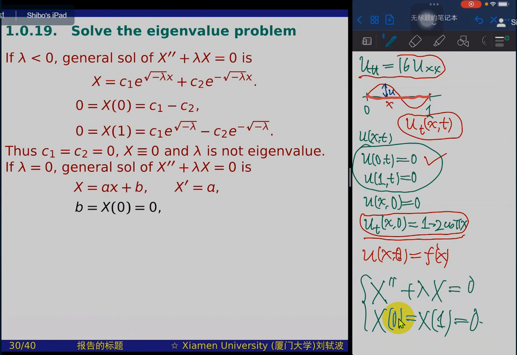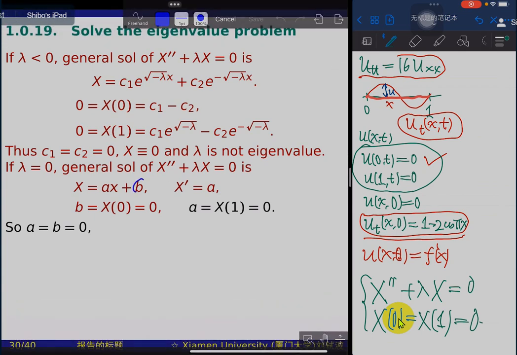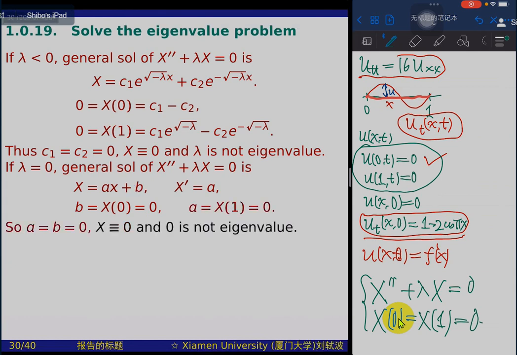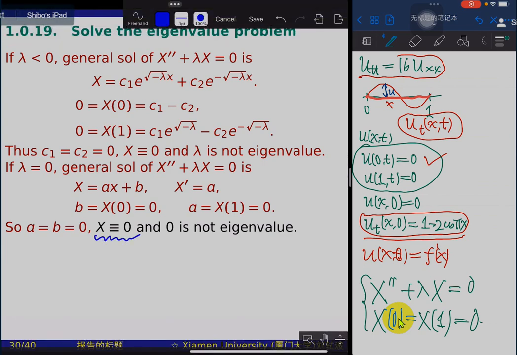So b is x of zero, but x of zero is zero, so b is zero. Then a is the value of capital X at 1, but this is zero, so a is also zero. So again, in this case, both a and b are zero. This means that capital X is zero. So when lambda is zero, the only solution is the zero function, x identically zero. So this means that zero is not an eigenvalue.